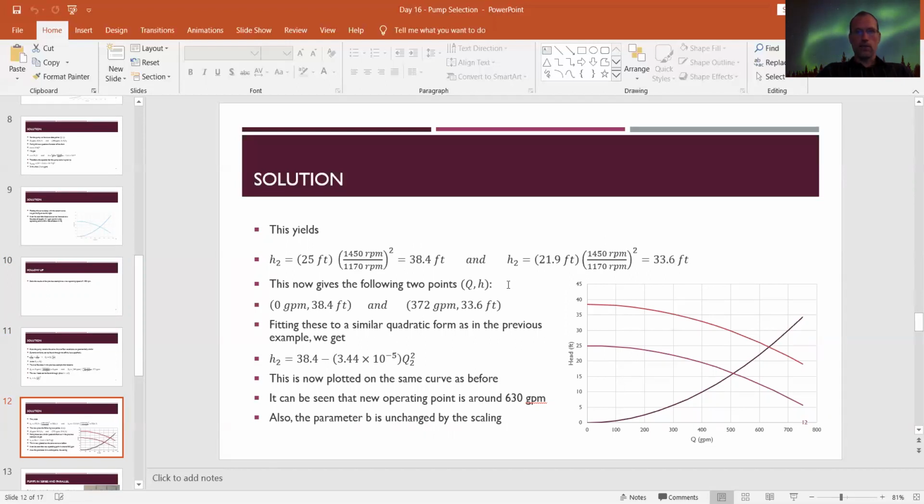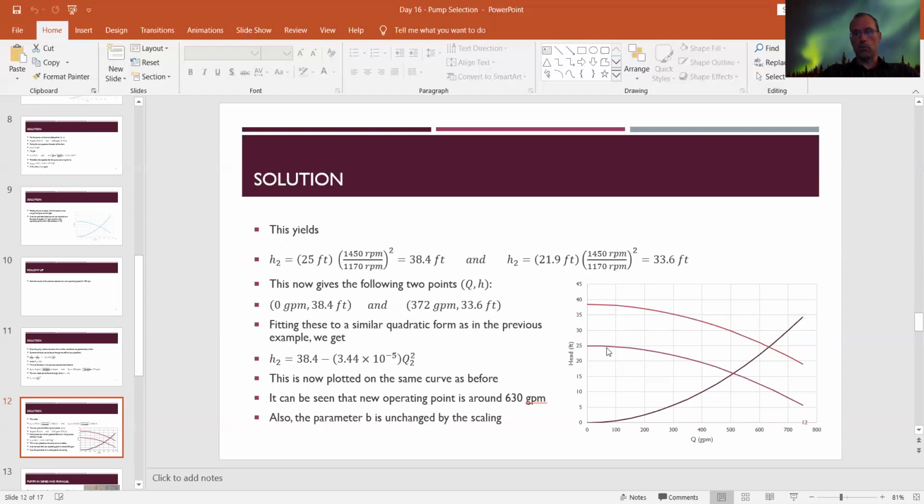So in this case, I have two new data points, 0 and 38.4, and 372 and 33.6. You want to fit those to a very similar quadratic. So H is A plus B times Q squared. In this case, I actually get the same value of B, but a different value for A, so 38.4 now. And so now I'm going to plot this guy on the same system curve.